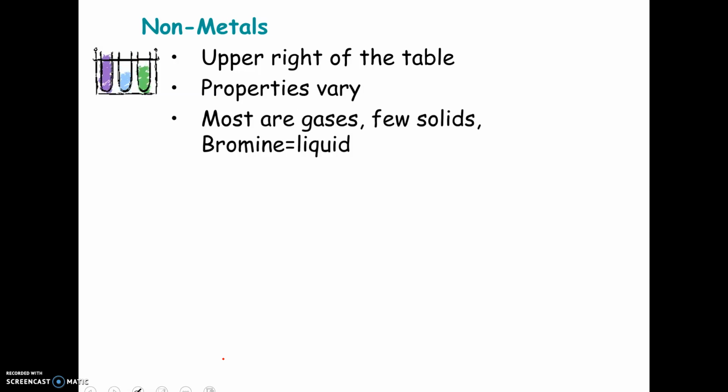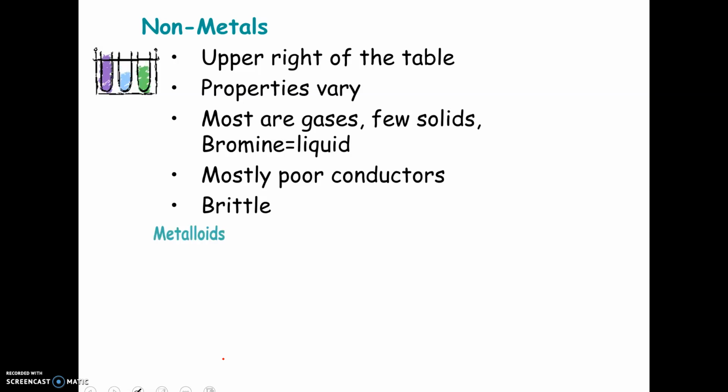Most of them are gases, but a few of them are solids, and bromine is a liquid. There's only two liquids on the whole table. Bromine is one, and the other one is mercury. Mostly they are poor conductors of electricity. They do not conduct electricity, and they're brittle. If you hit them with a hammer, rather than bending, they will actually break or shatter.